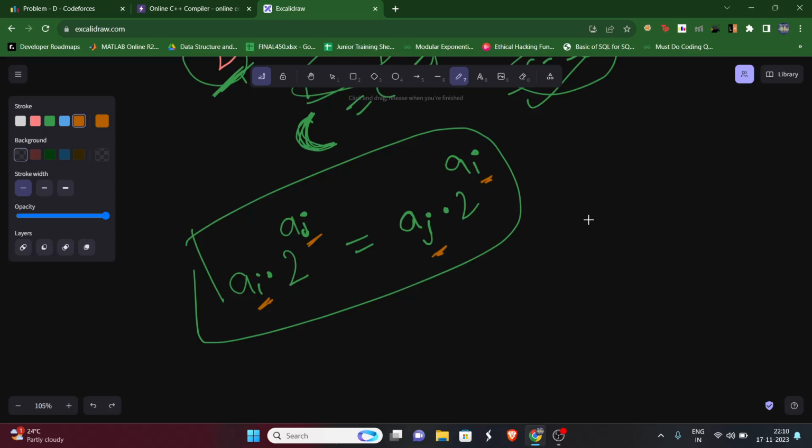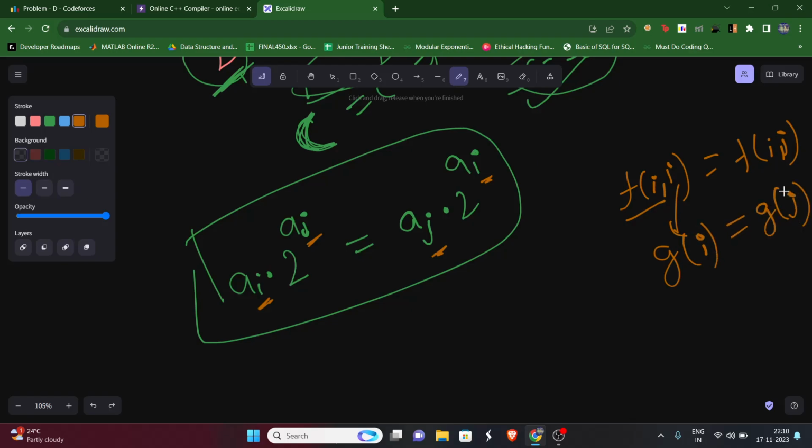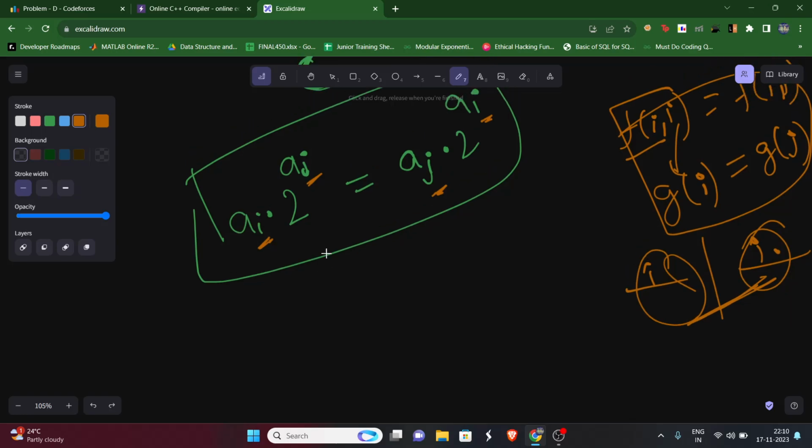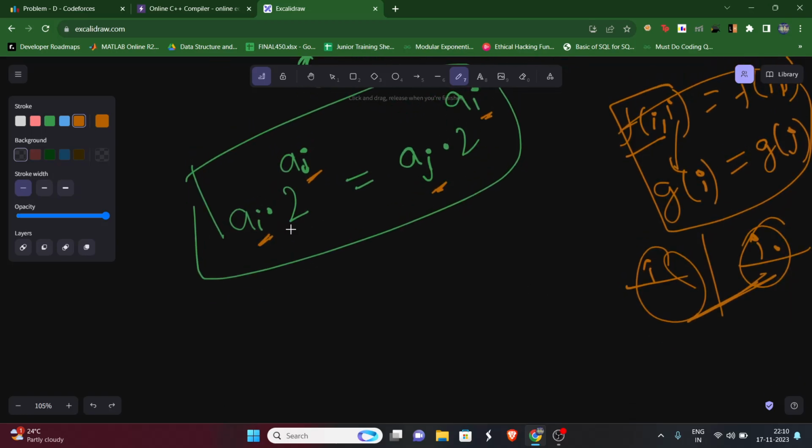Listen carefully. Whenever we find some function of i and j on the left hand side, and a similar kind of function of i and j on the right hand side, we try to make this some function g of i and this some function g of j. Speaking in simpler terms, we try to have all the i's on the left and all the j's on the right. So if we do the same thing over here, what will it become?